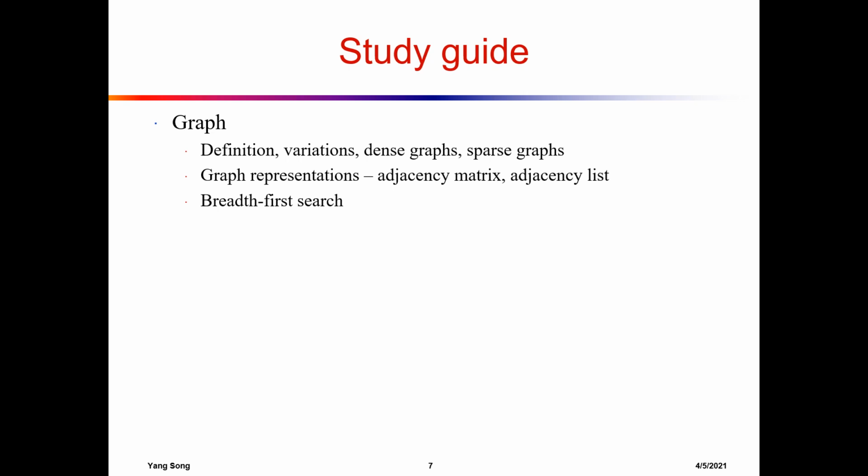And then for the edges A to B, B to C, and C to A, do we consider all the edges to have the same weight, or do we assume that all the weights are different? Okay, and what are the dense graphs and what are the sparse graphs? And then for the graph representation, how do we want to store a graph in the main memory? And we learn two ways: adjacency matrix and adjacency list.